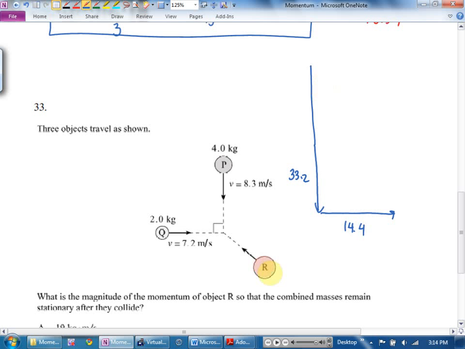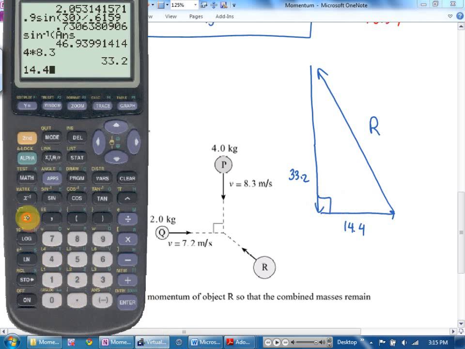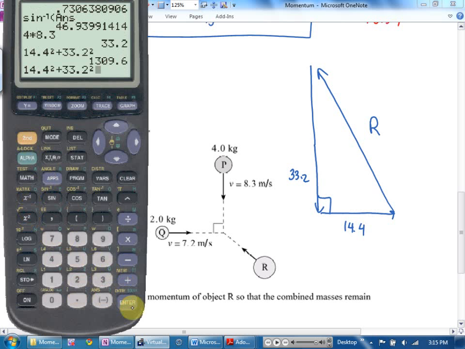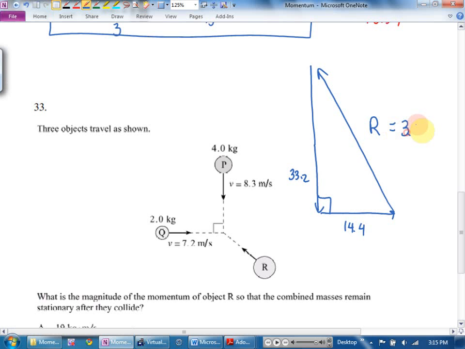How big is this guy? What do I want the final momentum to be? End up back where you started from. That's going to be R. Now, thankfully, this question's not too bad. Are they wanting theta? Are they wanting the direction? Or do they just want the magnitude? Oh, magnitude. And they don't even want the velocity. They just want the momentum. So how can I find the magnitude of that? Pythagoras. Darn right. 14.4 squared plus 33.2 squared, square root. 36.2. C.